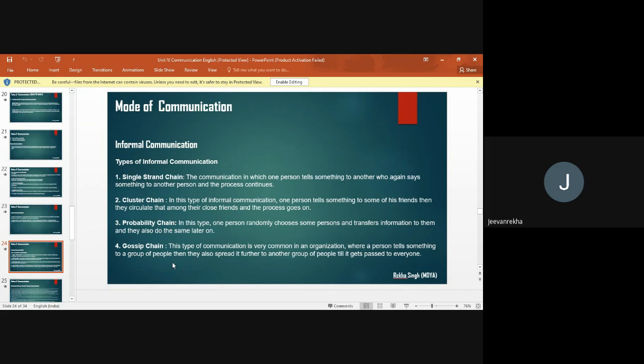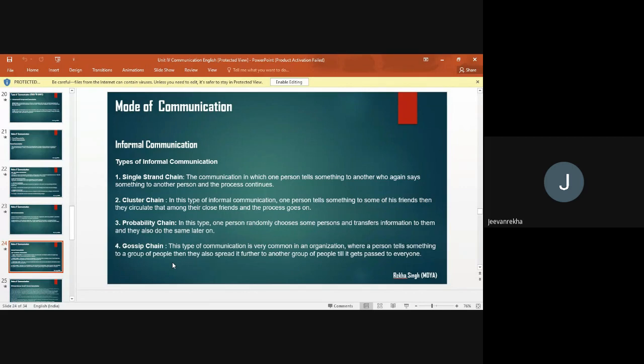Where a person tells something to a group of people. Suppose in the office you have a very good group, right? Your friend is there, your employees are there, she is not, and you don't like her at all. What will you do? You will discuss him or her in your group, then they also spread it further to another group. And if there is some minus point about her, they will spread the same information to another group.